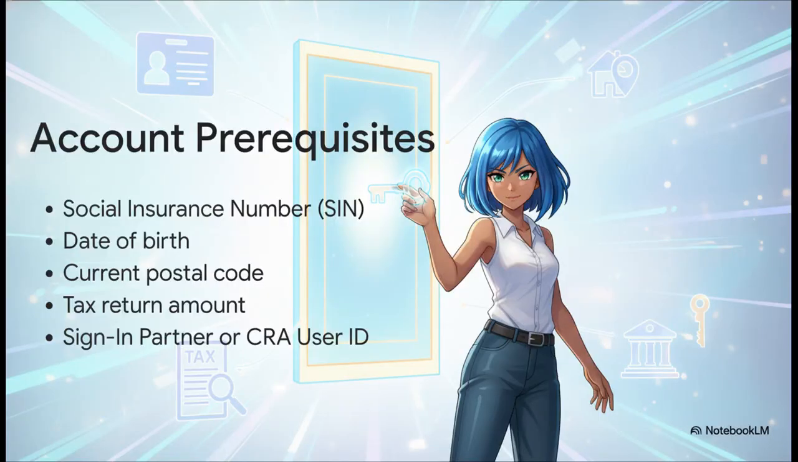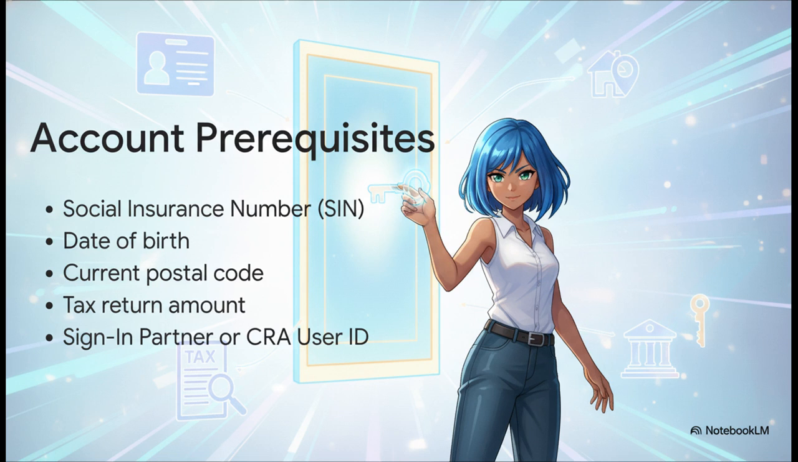Moving right along to Section 2, preparing for the process, gathering your info. Before we just jump online and start clicking around, we need to gather a few essential items to ensure a smooth, frustration-free experience. To access the CRA My Account portal, you're going to need to verify your identity. So you'll need your social insurance number, your date of birth, your current postal code, and, this is the one that always trips people up, an exact line amount from a tax return assessed in the past 2 years.